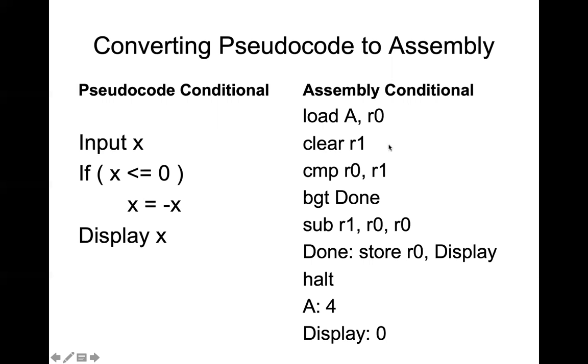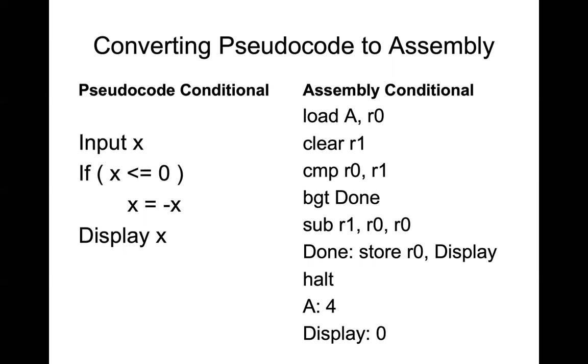Okay, so now we're going to compare R0 and R1. And here's something tricky. Here's something you're going to have to really pay attention to when you write your own programs. We're going to do branch greater than done. But here's the thing: the comparison wasn't a greater than, it was less than or equal. So what's going on here? We have to be super, super careful.